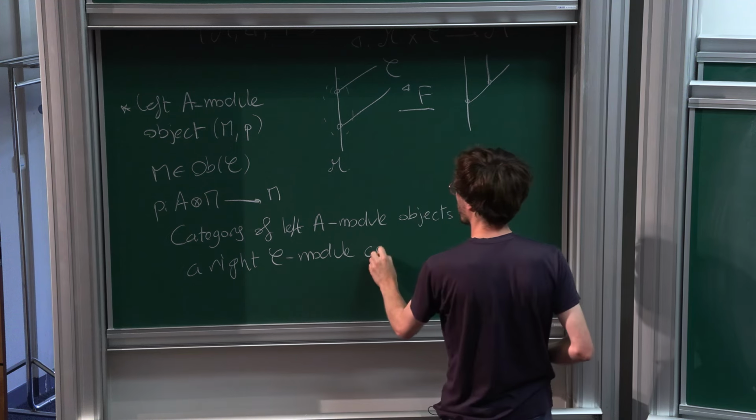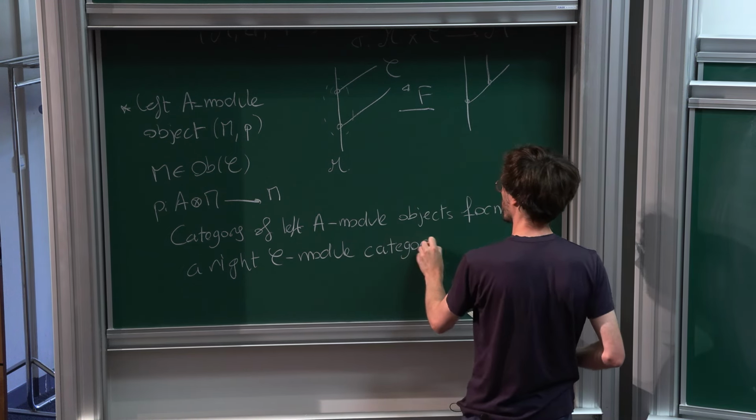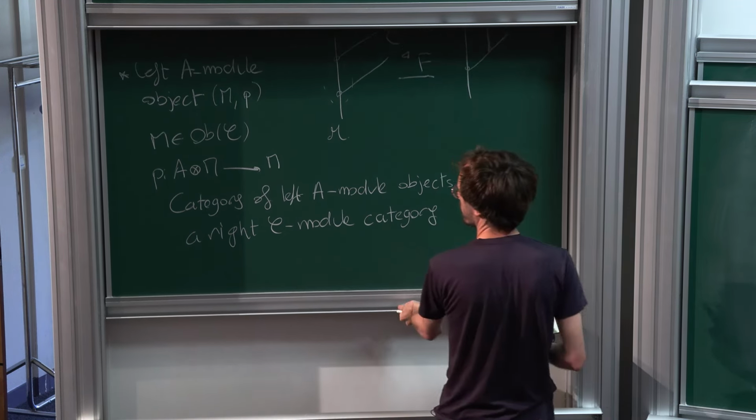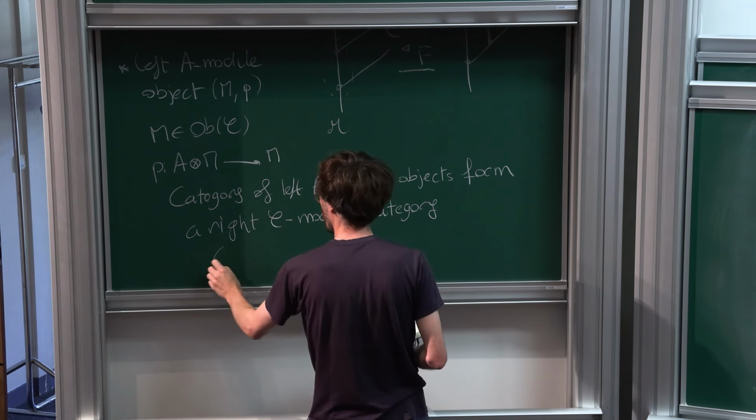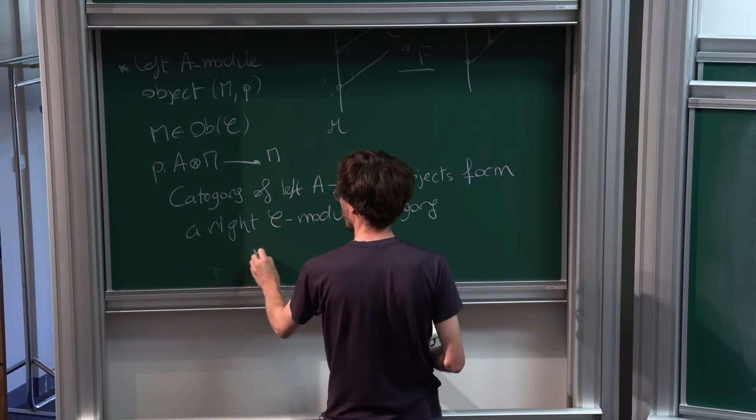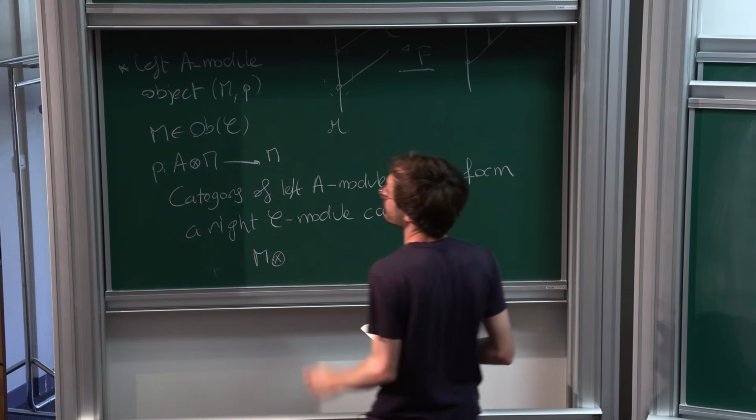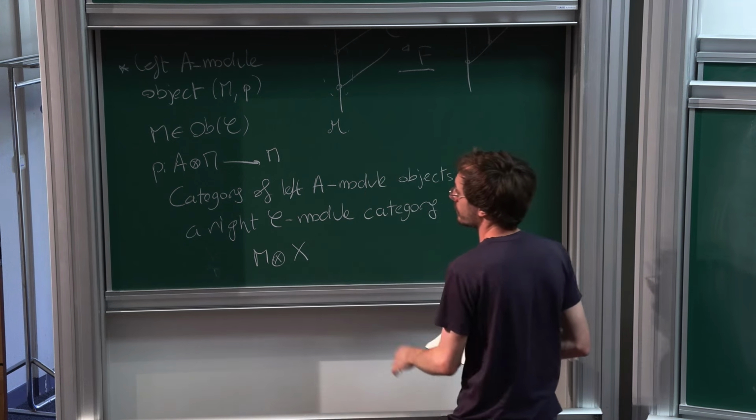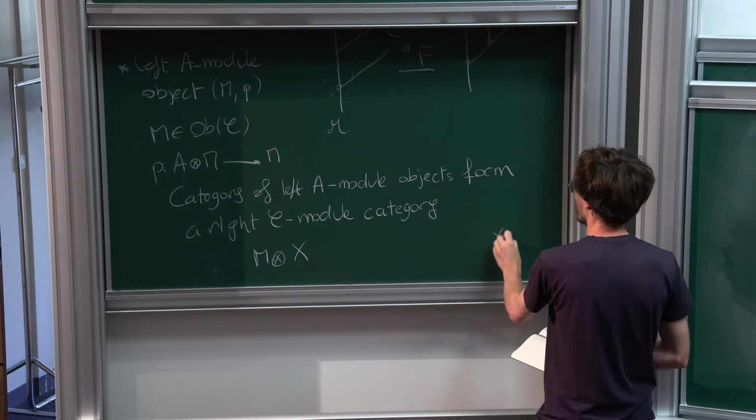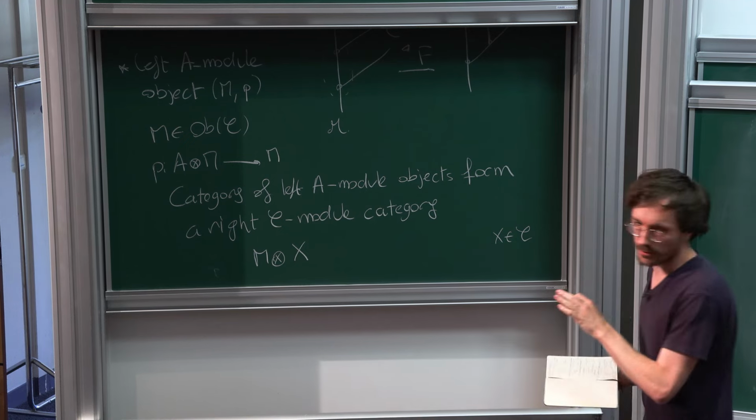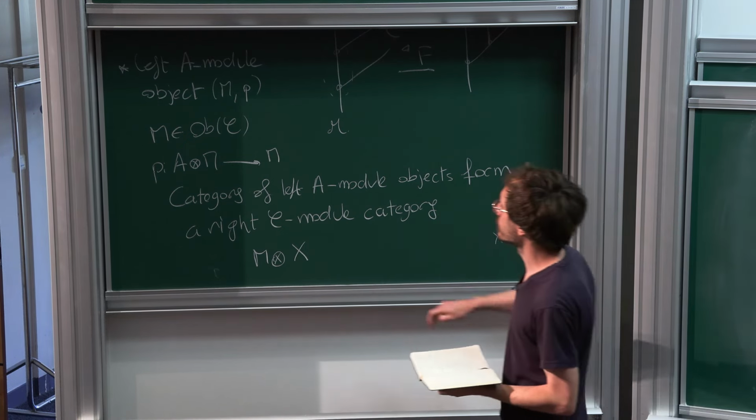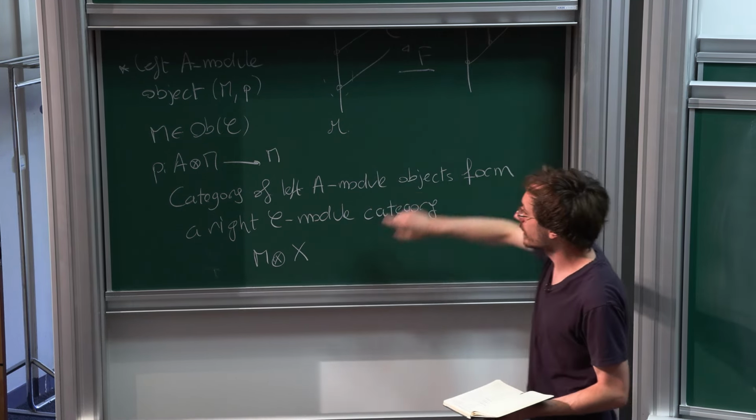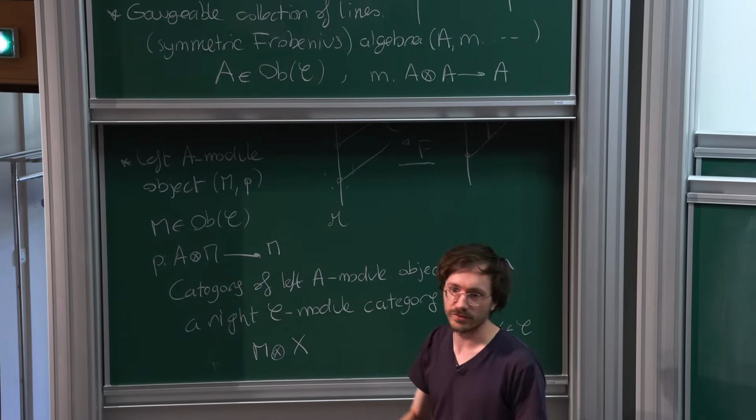So this is what I was saying earlier. Given an algebra object, you can always construct the corresponding module category. The proof in one line is the following. Let's say I have a left module object M, and I'm tensoring it with an object X, where X is in C. I'm claiming that this is going to be the action of the corresponding module category, and that this thing is still going to be a left module object.